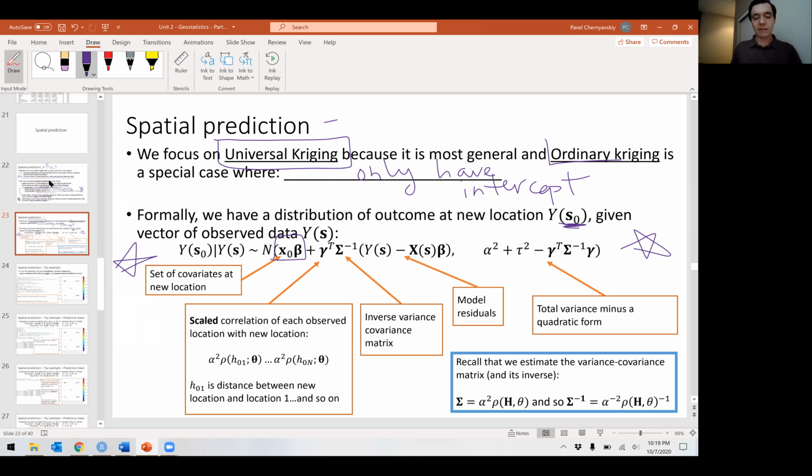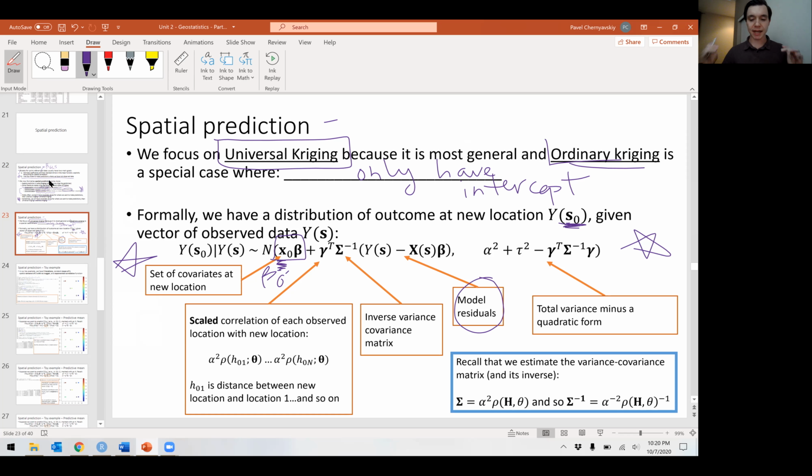There is my mean function. So my covariates at the new location contribute, evaluated with the mean function. With ordinary Kriging, this would just be the intercept. If you have covariates, you just perform that matrix multiplication and make your mean function at your unobserved location. Okay, easy enough. The next bit I want to point out are the model residuals.